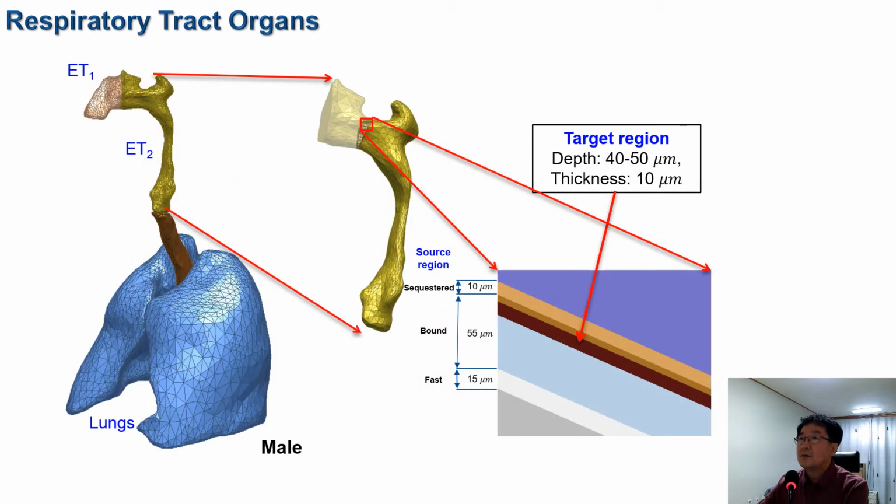This slide shows the respiratory tract organs. For this, we have defined all the thin source and target regions. For example, in this slide, you can see the very thin target region, which is only 10 micron thick, and the other layers are for source regions.